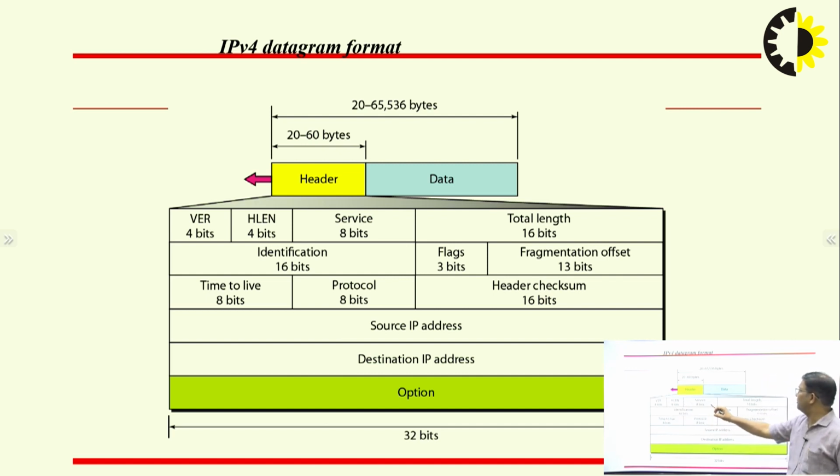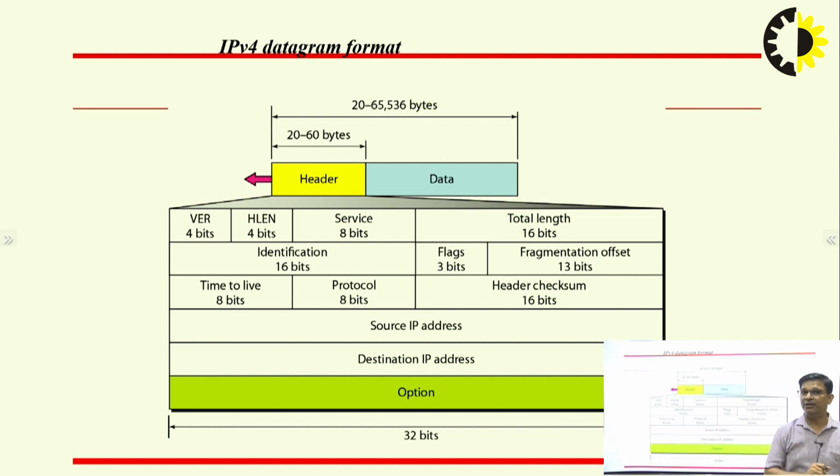Version, HLEN, services, total length. Identification, flags and fragment offset we have skipped; we will study them later, after this question. Time to live is 8 bits. It comes after 32 bits, then another 32 bits, so the time to live field comes after 64 bits.